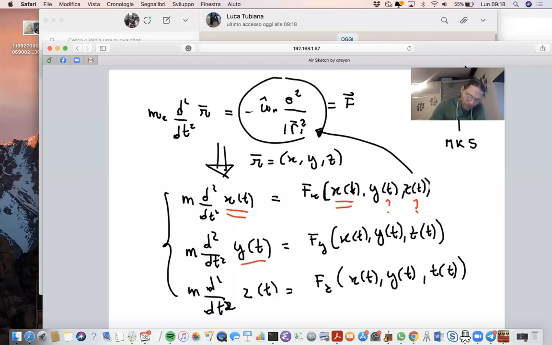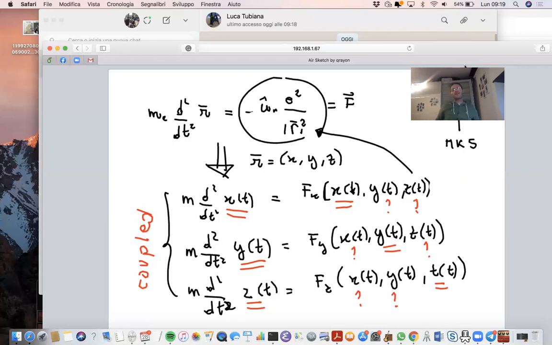Likewise, suppose you want to solve for the y component, so that's here, you would have to solve for the x and z component. And not surprisingly, suppose you want to solve for the z component, you miss the x and y components. So altogether, you have three equations for three functions, x of t, y of t, z of t, but these three equations are coupled, which means that you cannot solve them one at a time independently of the others.